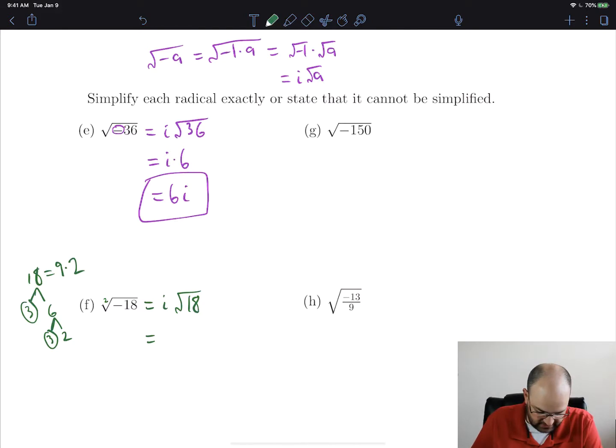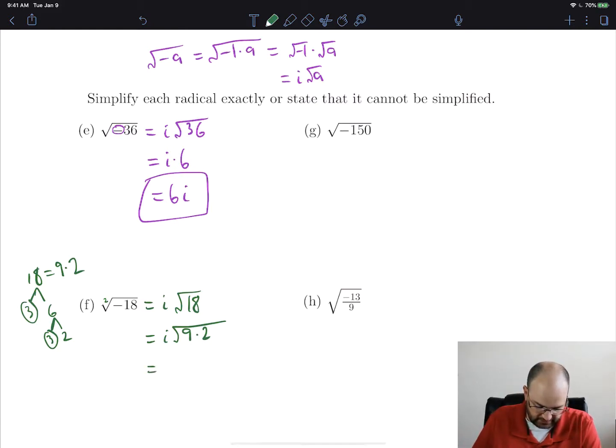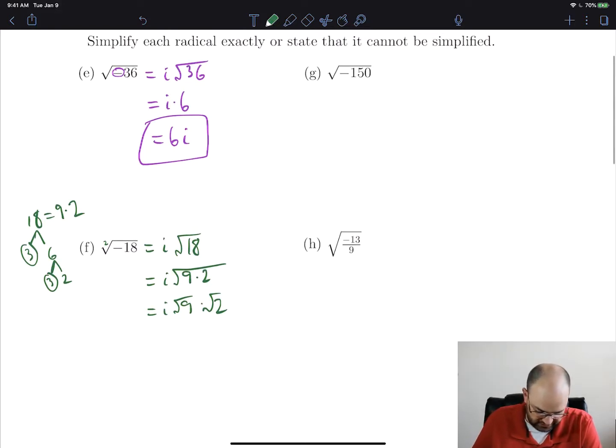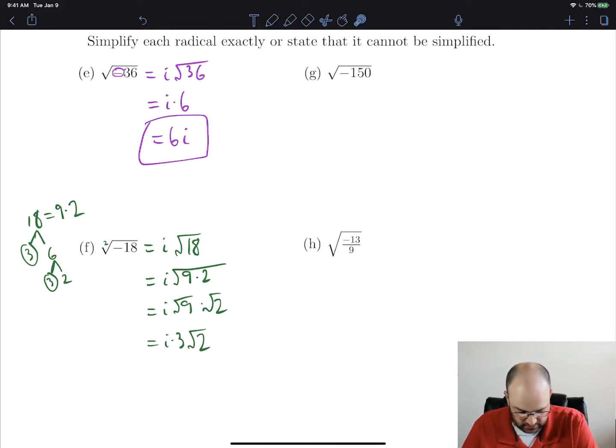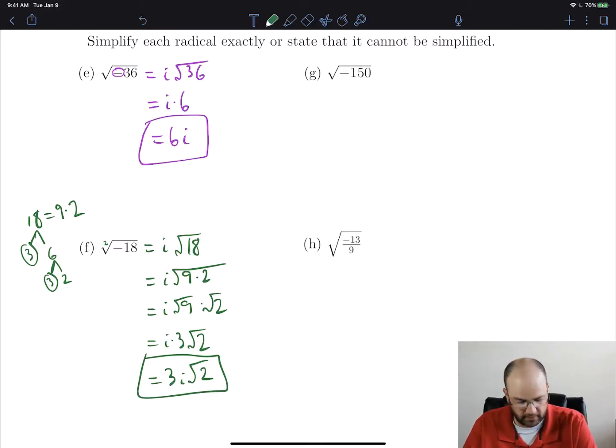So what I'm going to do is make this i times the square root of 9 times 2. And again, just break this up into two separate radicals. That's going to give us i square root of 9 times the square root of 2. But what is the square root of 9? The square root of 9 is just 3. And just like before, we don't like writing the coefficient to the right of the i. So I'm going to put the i between the 3 and the square root of 2. And that's going to give us 3i square root of 2. And that is the simplified form of the square root of negative 18.